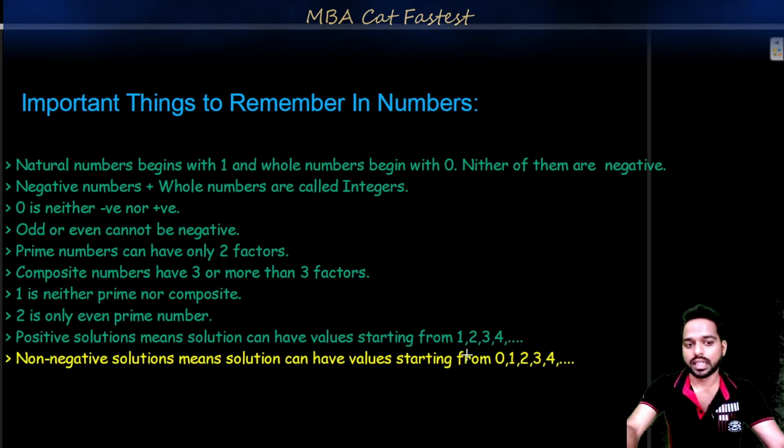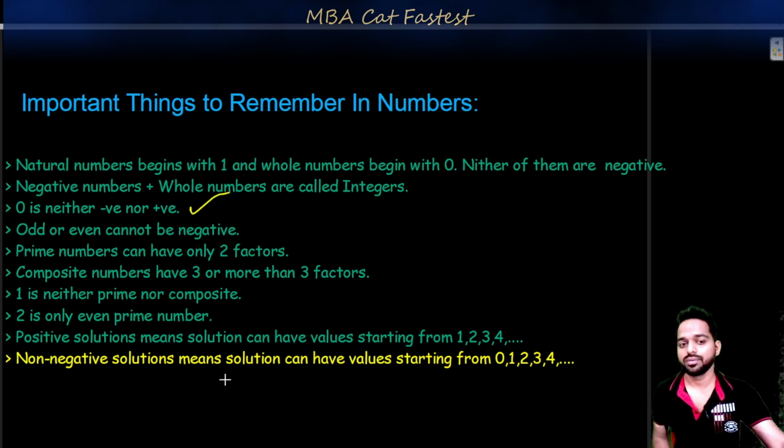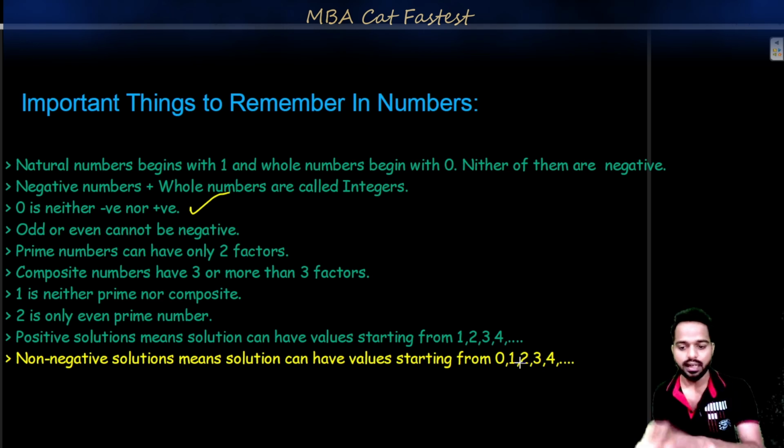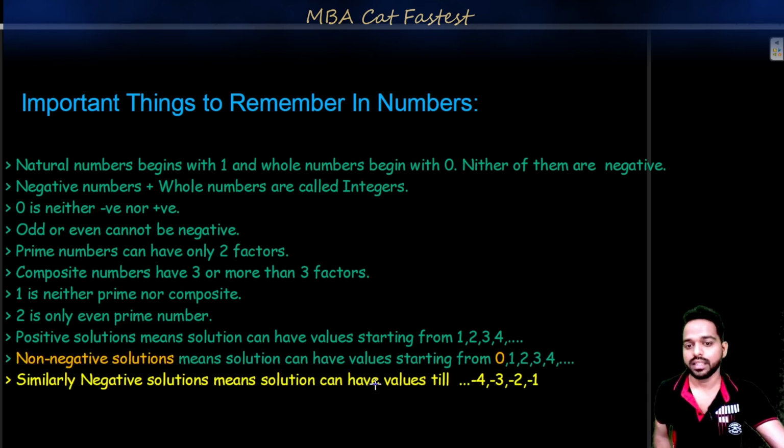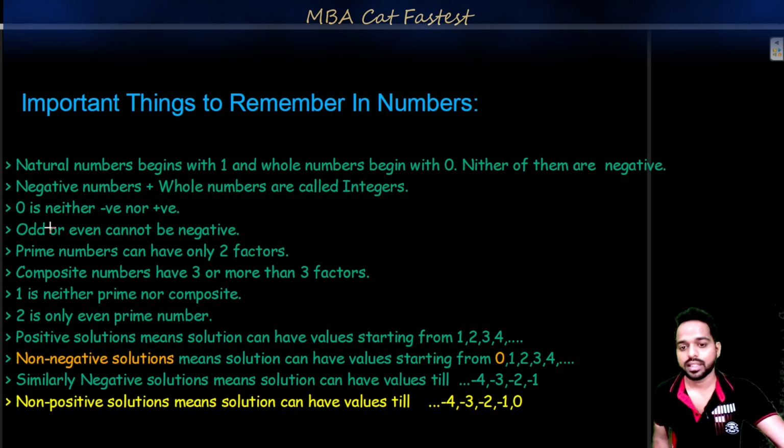Now, non-negative solution. Again, highlighting this point, 0 is neither negative nor positive. Non-negative solutions means negative numbers are eliminated. 0, 1, 2, 3, 4, you can take it. Similarly, negative solutions means you can have values till -1. Again, why? Because it is asking negative solutions and 0 is neither negative nor positive. Non-positive solutions means solutions can have values till non-positive. Again, it is asking non-positive, which means it must not be positive, and 0 is neither negative nor positive. This is the point generally which we tend to forget. So we will remember that non-positive means negative and 0.